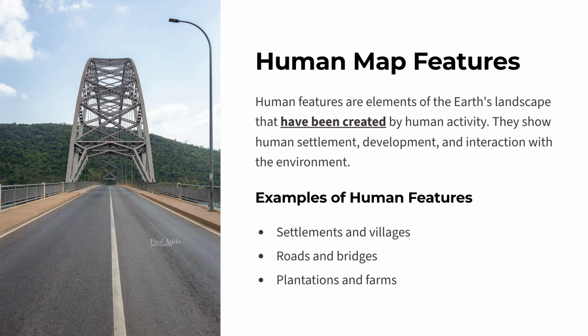Next, human map features. These are the features made or built by people. They show how humans live, work, and change their environment. Examples are roads and bridges, settlements and villages, plantations and farms. If you see a map showing schools, hospitals, or factories, those are all human features. So the difference is simple. Physical features come from nature, and human features come from people.